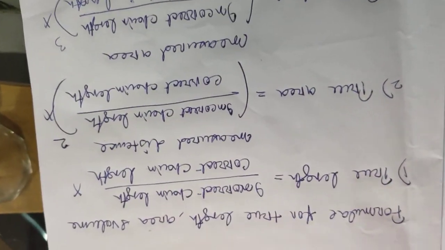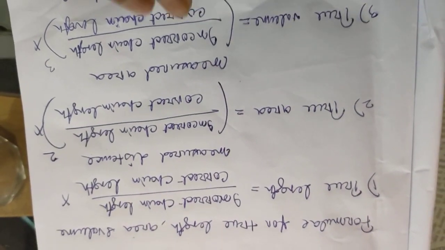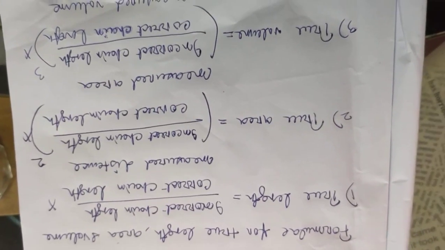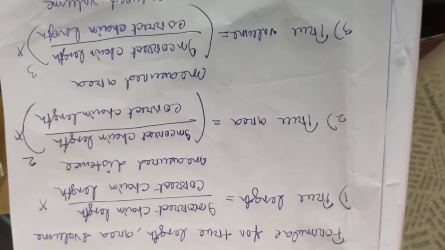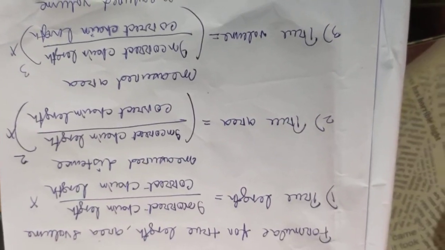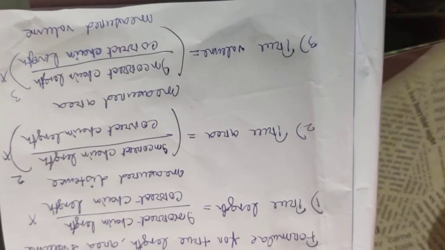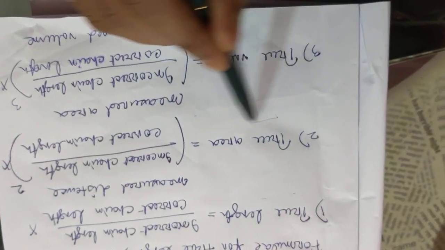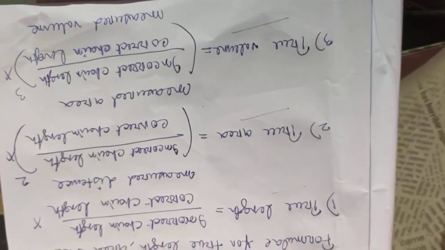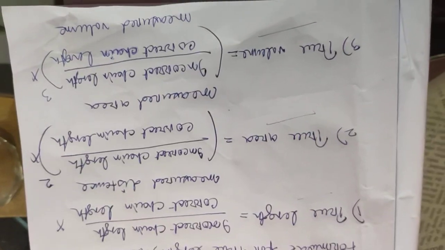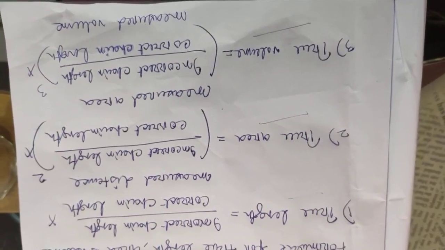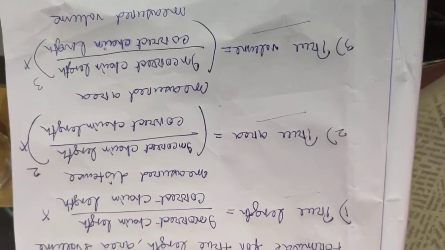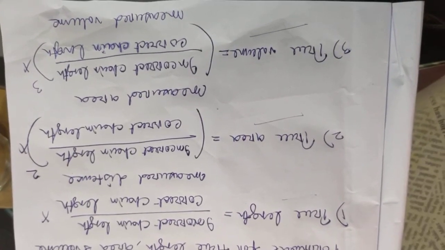Now there are some formulas by which we can find out the true length. If the chain that we are using is a defective one, then how can we find out the true length? So these are the formulas by which we can find out the true length through area and through volume. So you can pause the video and note down these formulas. Things will be more clear when we do some numerical problems. So all you need to do is note down these formulas.